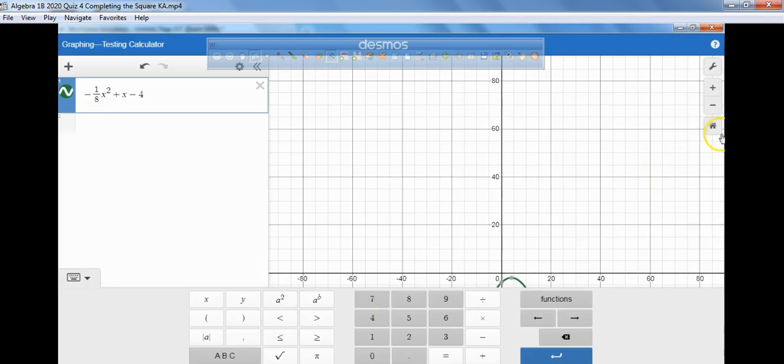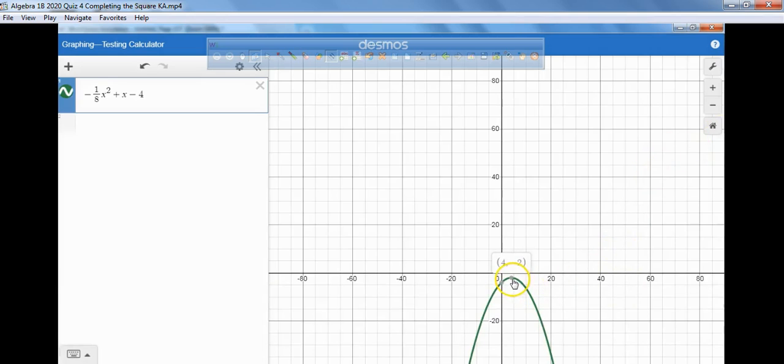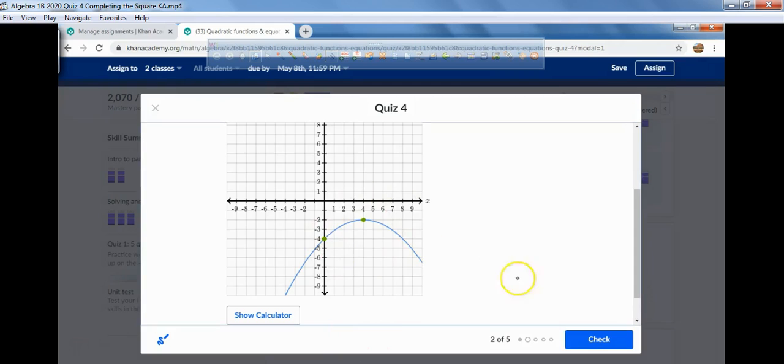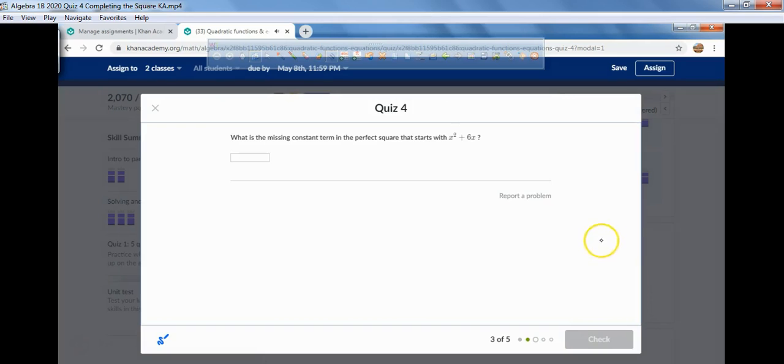There we go. Zooming out a little bit. There's my vertex, 4, negative 2, and there's my y-intercept, 0, negative 4. Now I can feel confident that Khan Academy will count my answer correct this time. Boom! Got it.